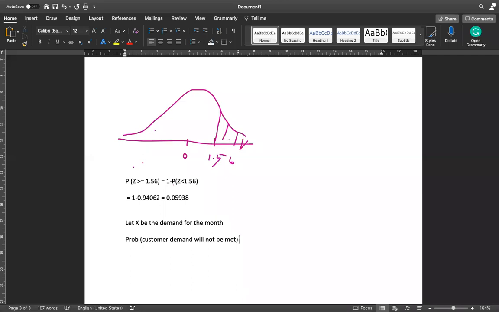So the probability that the customer demand will not be met is the probability that the order, or the demand, is more than 6,000, right? Yes, sir. In other words, you are looking for the probability that X is greater than 6,000. I hope that is okay. Is that okay? Yes, sir.